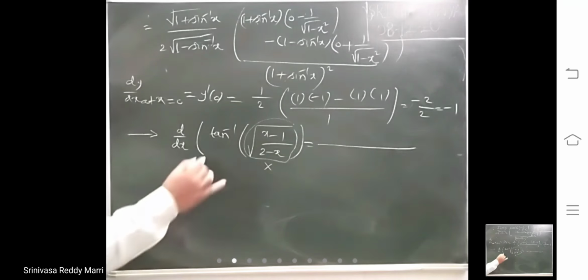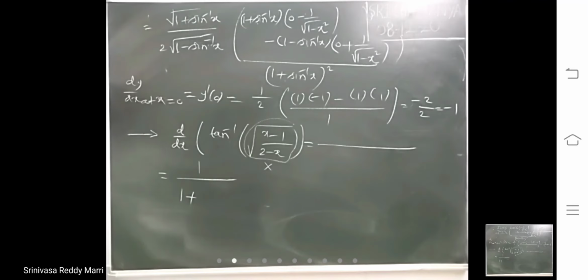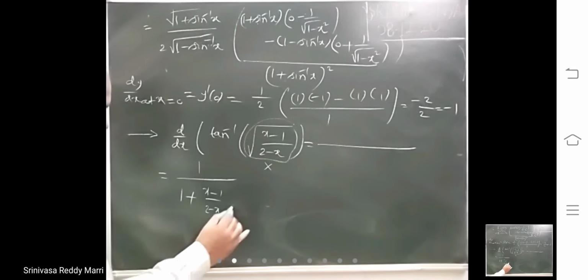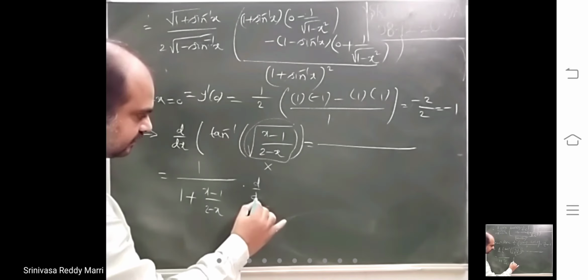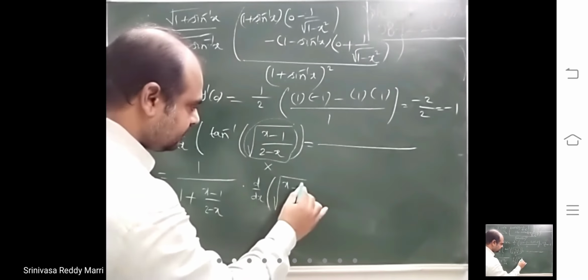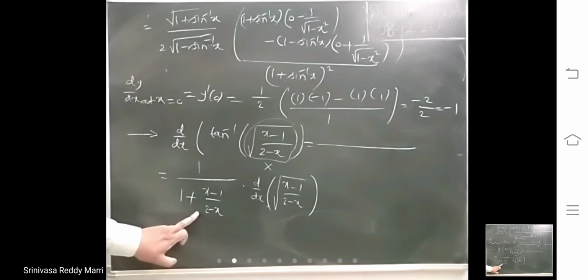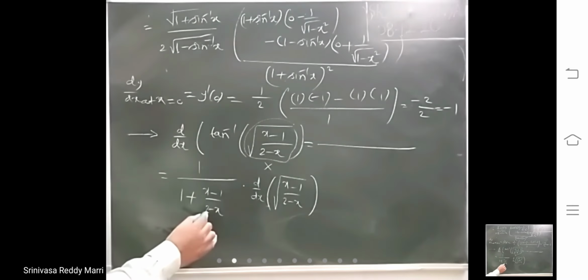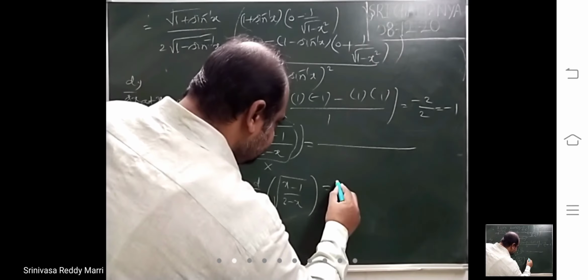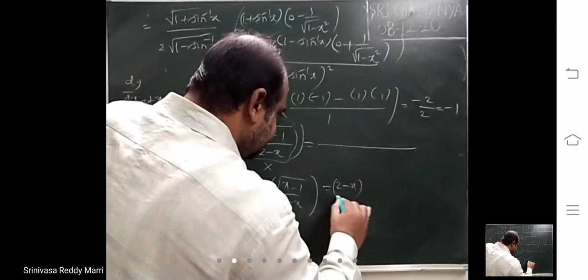What is the tan inverse x rule? 1 by 1 plus x square, into again d by dx of this, d by dx of x. Now if you take the LCM, you will get 2 minus x plus x minus 1, that is 1. That means you will get 2 minus x.